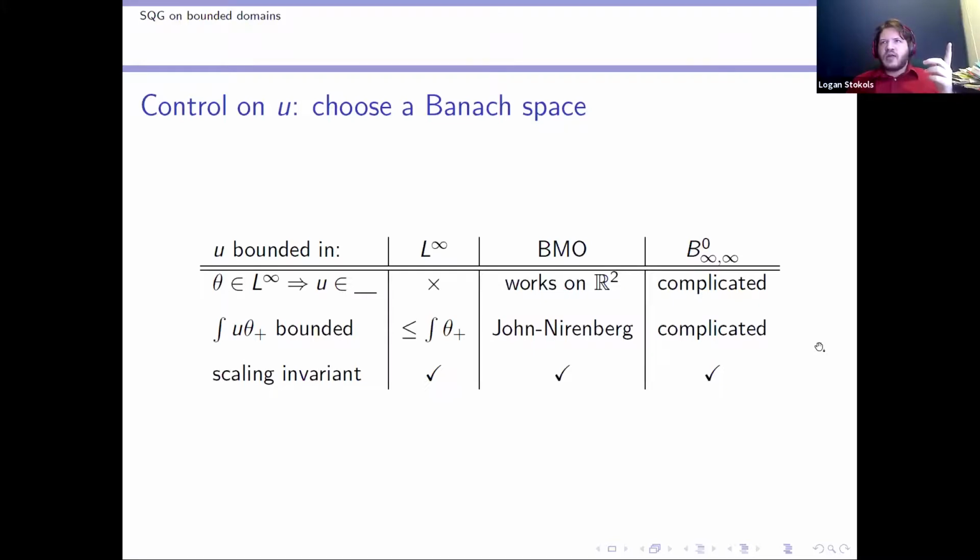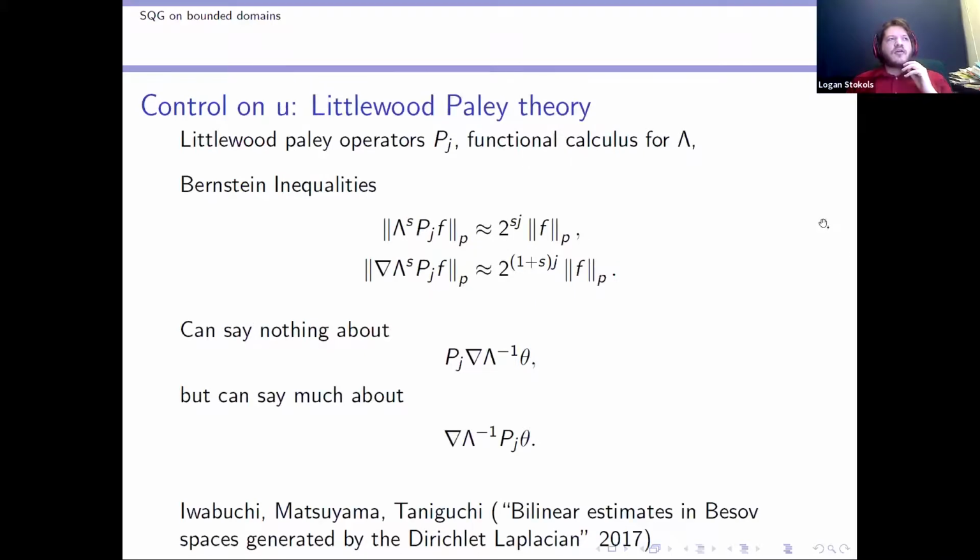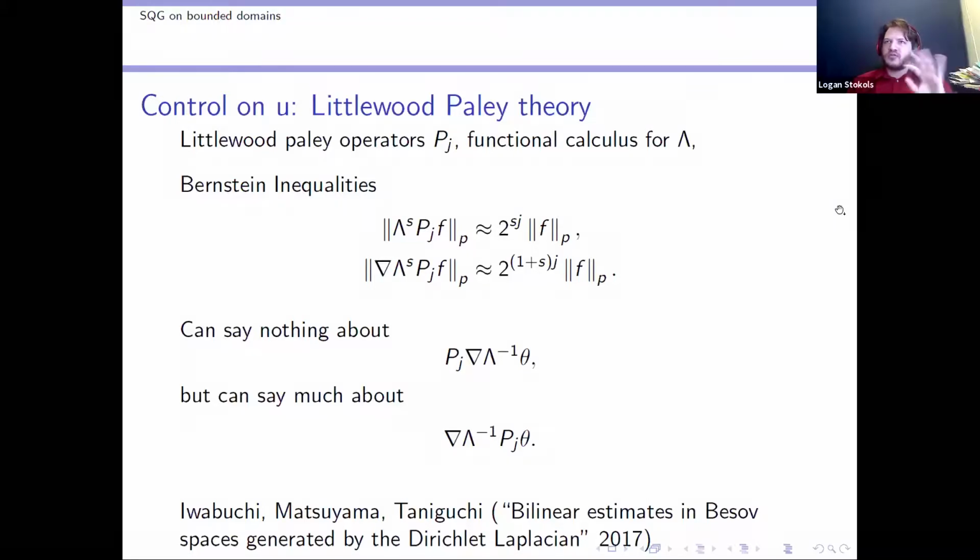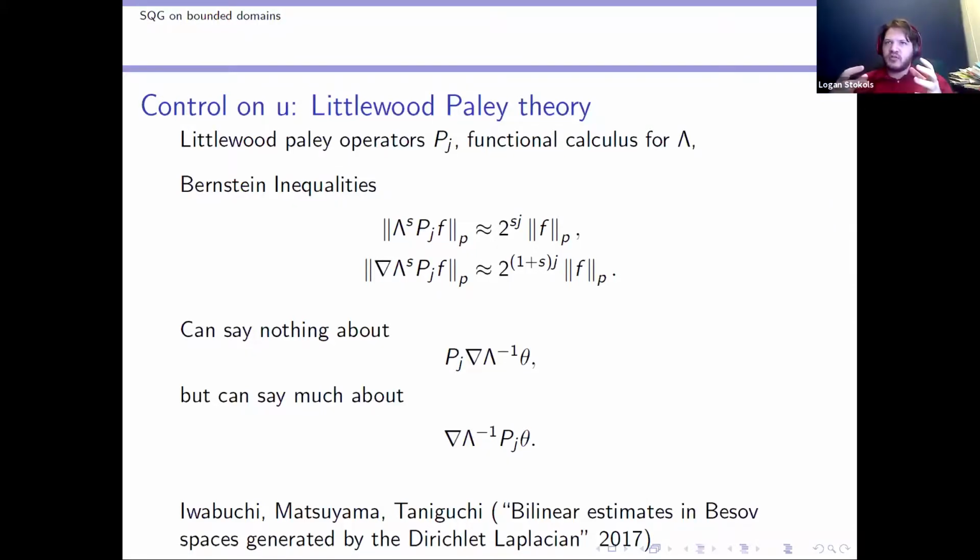So how do you actually deal with this B0 infinity infinity space? What do I mean by that? The Besov space is defined in terms of Littlewood-Paley operators. Now notice the Littlewood-Paley operators are defined in terms of the Fourier transform, and the Fourier transform doesn't work on bounded domains as well as it does on, say, R2. It's equivalent to a spectral decomposition, but equivalent to, not the same as, and you have to rederive a lot of the ideas, and they are all analogous but change slightly.